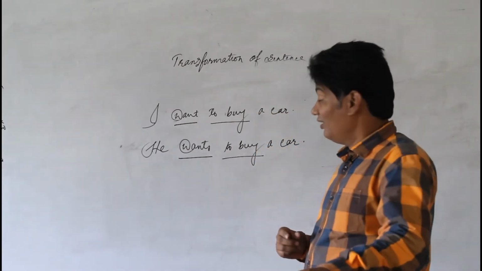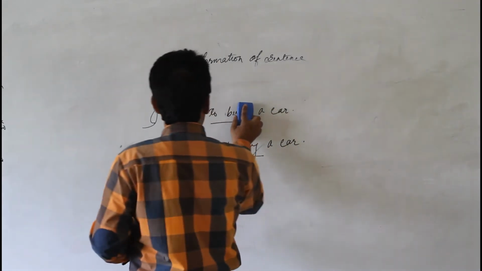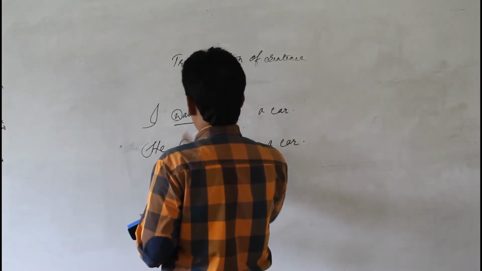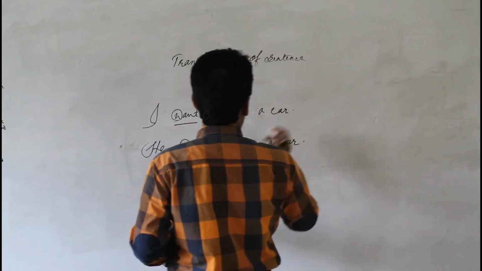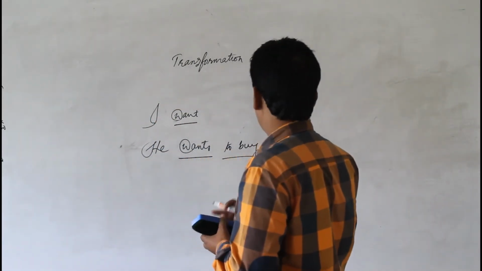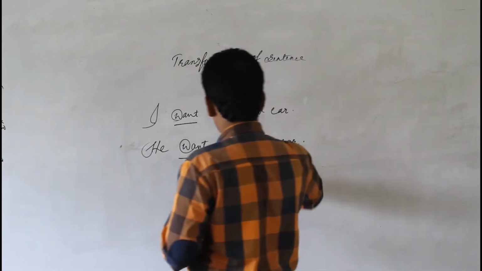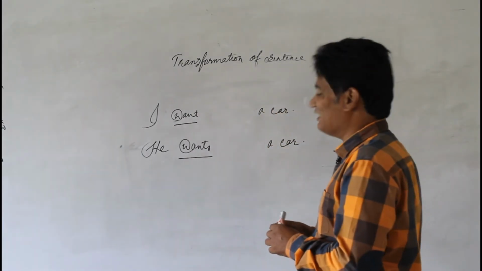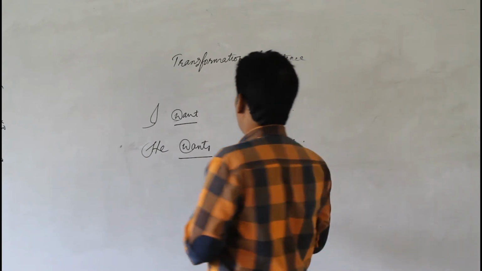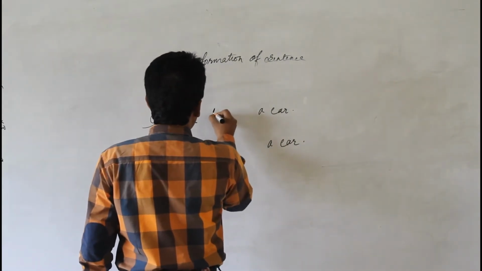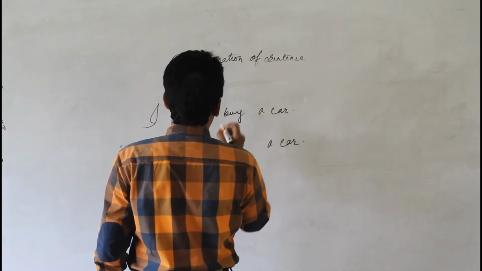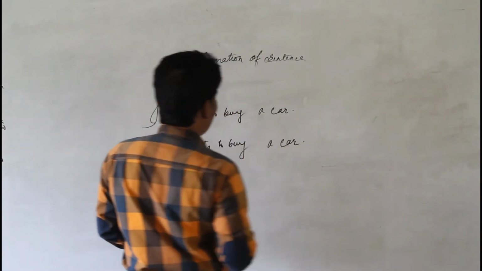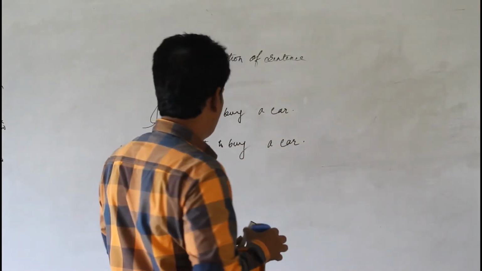Another thing is that if we omit this word to buy, then I want a car. This group of words, which contains a subject and a finite verb, can give a clear meaning: I want a car. The same happens here: He wants a car. That means he needs a car. But if I add this, I want to buy a car, he wants to buy a car, it gives another meaning. It is also a complete meaning.